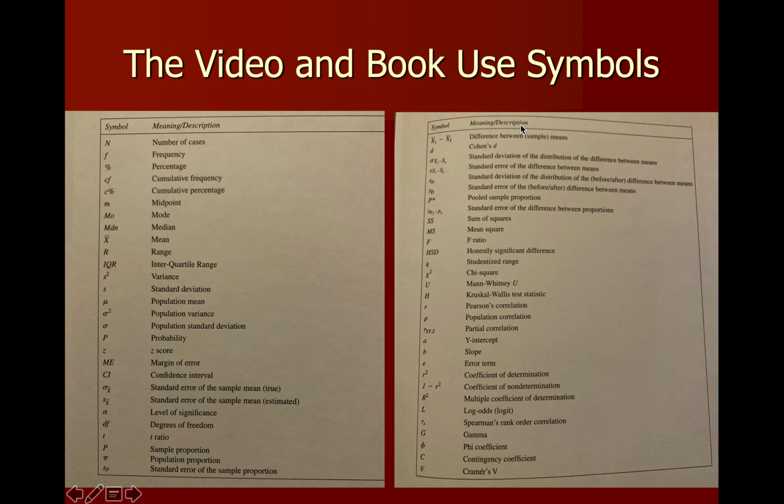Alrighty, and that video in the book uses some symbols. I'm not really fond of a lot of symbols, but these are them if you need to utilize them.